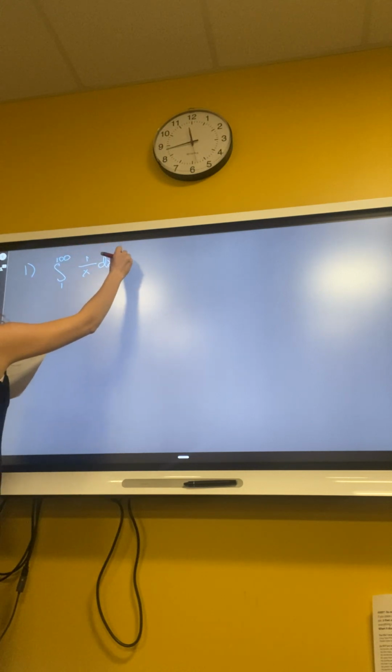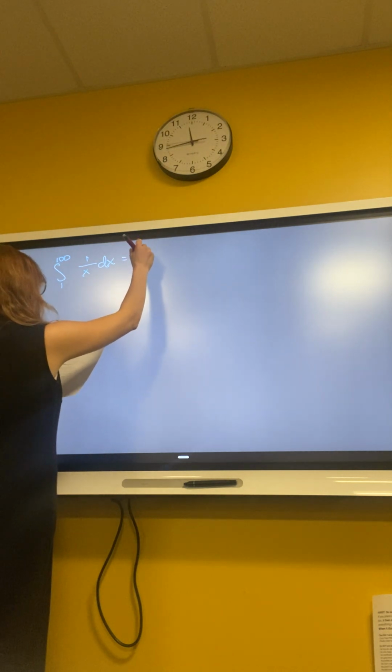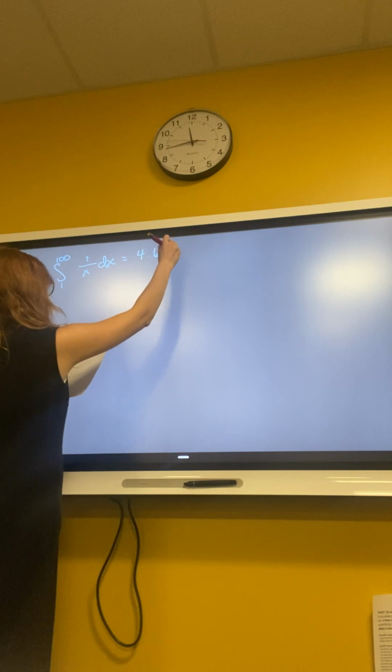It says evaluate by using your calculator, so this is just going to be typing these things in, like how we started off yesterday with the limits. When you put this in your calculator, you go into integral, math 9. Anyway, you just type it in like it looks, and you should get 4.605.